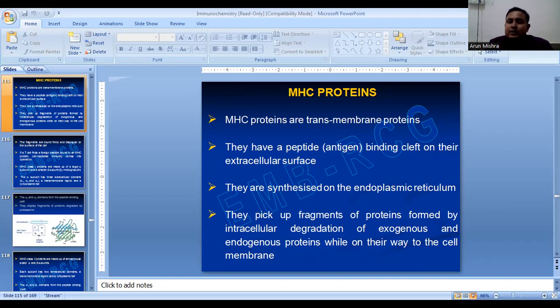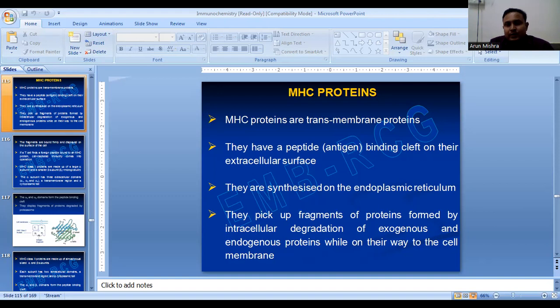MHC class 1 proteins are made up of a large alpha subunit and a smaller beta subunit. The alpha subunit has three extracellular domains, a transmembrane region and a cytoplasmic tail. Alpha 1 and alpha 2 domains form the peptide binding cleft. They display fragments of protein degraded by proteasomes. We can see here the cell membrane with MHC class 1 proteins and antigen fragments. We can see here the peptide binding cleft also, with the antigen.